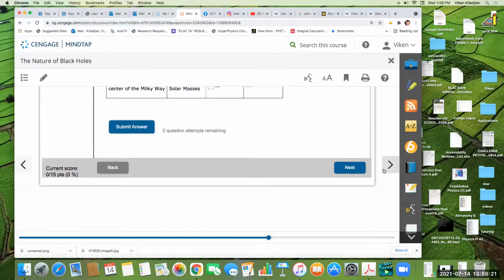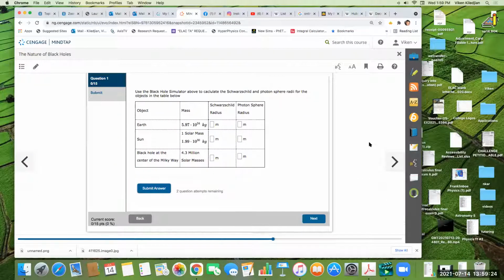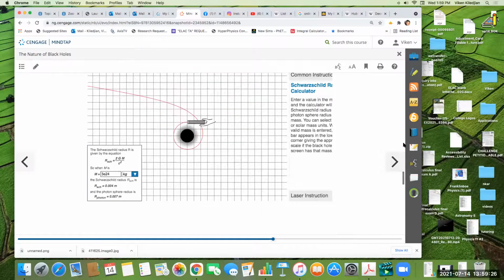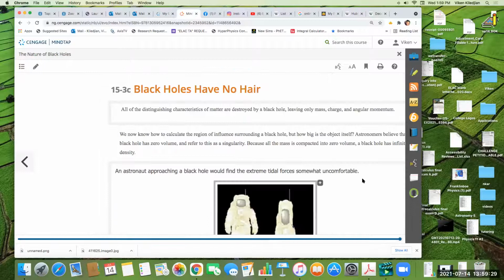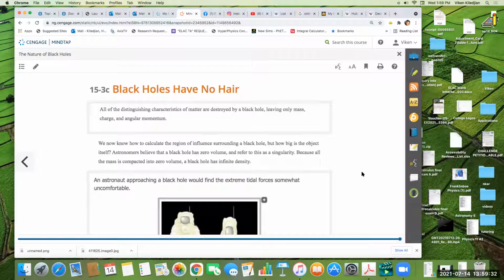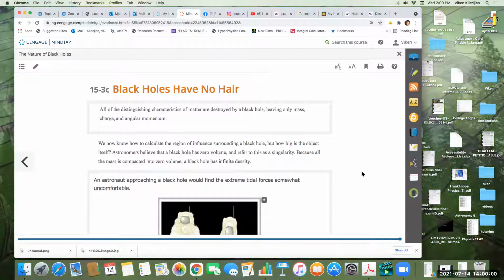Okay, I think that's it for that section. Let me go to the next one. So black holes have no hair. That's interesting. Do they get haircuts a lot? So all of the distinguishing characteristics of matter are destroyed by a black hole, leaving only mass, charge, and angular momentum. So the reason why they say black holes have no hair is because you can distinguish people oftentimes by their facial features, and one thing that you can distinguish them by is their hair. You can tell them apart. So black hole has no hair.